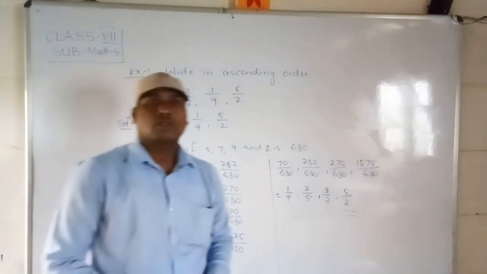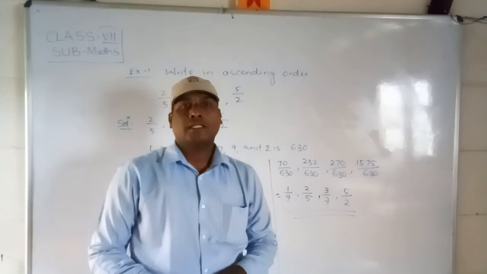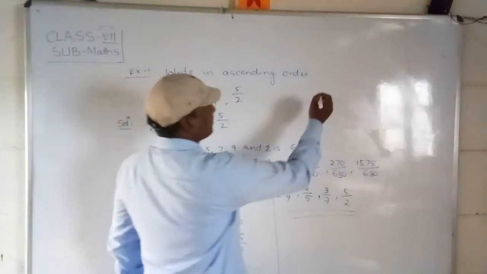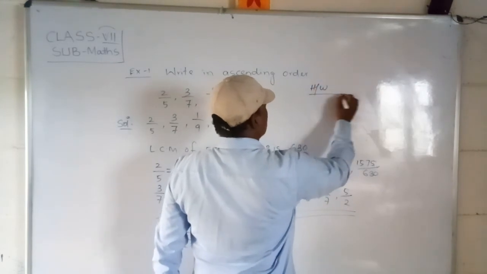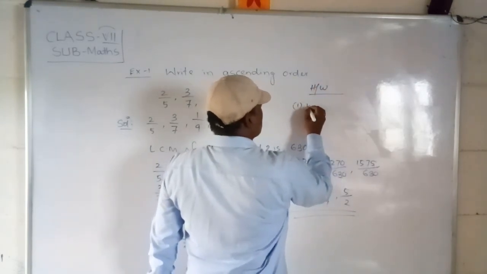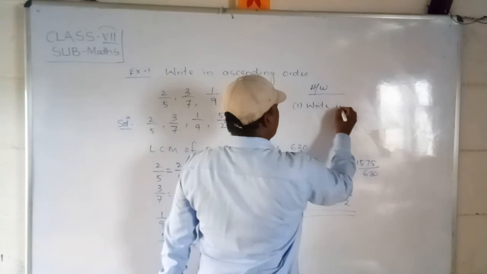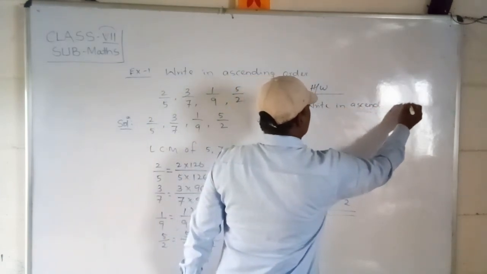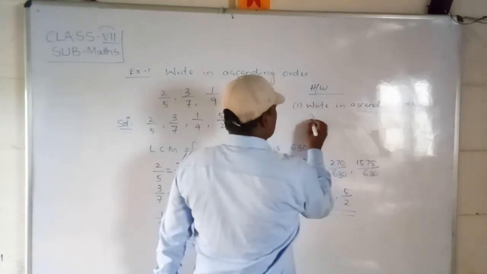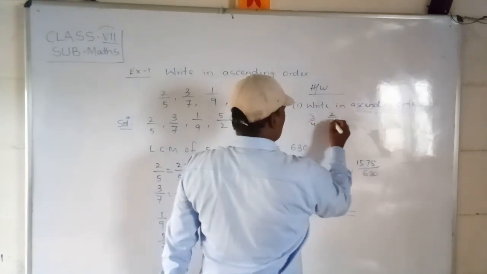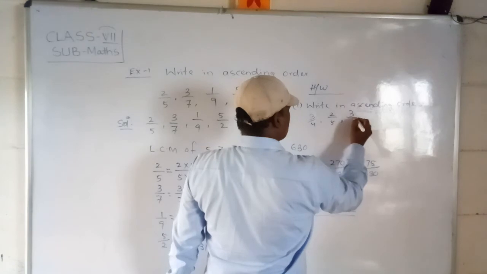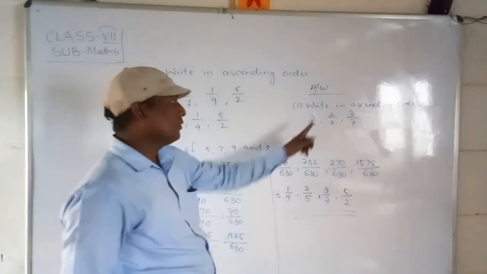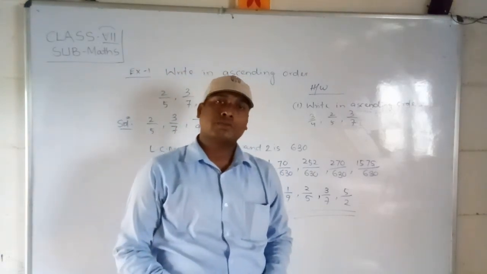Okay friends, I hope you have understood this, and you should practice at home also. I am giving you homework. Write in ascending order: 3 by 4, 2 by 5, 3 by 7. Okay friends, only these 3, that is your homework. Okay friends, thank you.